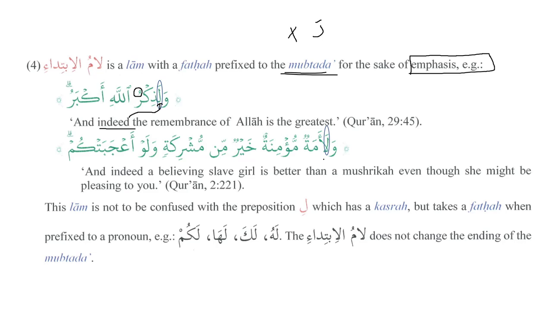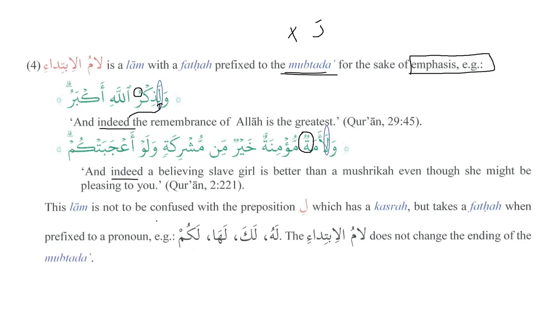وَلَأَمَةٌ مُؤْمِنَةٌ خَيْرٌ مِّن مُشْرِكَةٍ وَلَوْ أَعْجَبَتْكُمْ. Again here, وَلَأَمَةٌ, as we can see over here. So this is, and indeed, a believing slave girl is better than a mushrika, even though she might be pleasing to you. So as we can see over here, again it gives the meaning of indeed. It does not change the ending of the noun that it comes with, and it is used for emphasis.